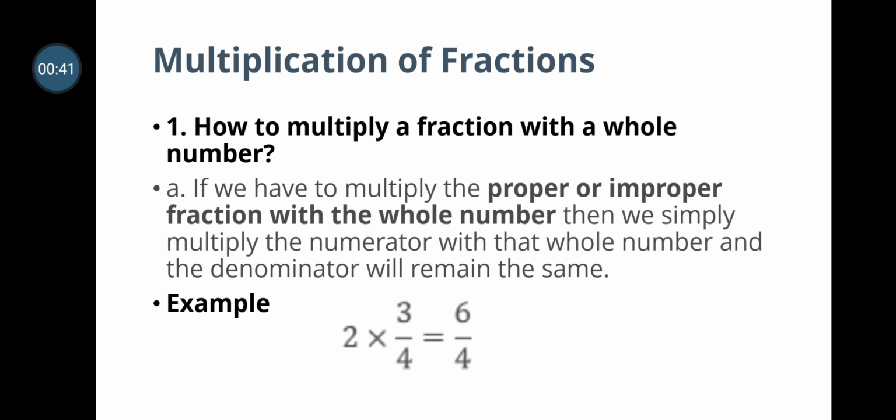Example we will see. So 2 is a whole number and 3 by 4 is a fraction. In order to multiply these two, you should multiply 2 and 3. The whole number 2 and the numerator 3 alone we should multiply. So we will get 6 and the denominator 4 should be taken as such. So 6 by 4 will be the answer of this multiplication.